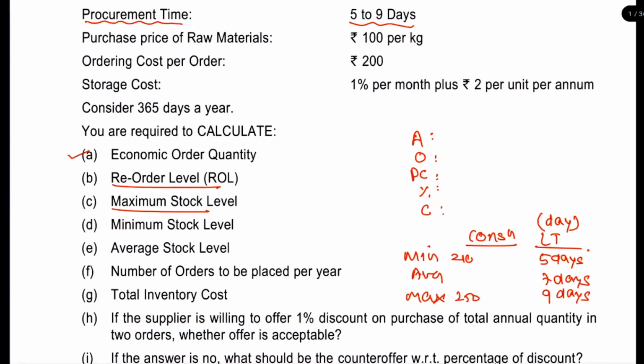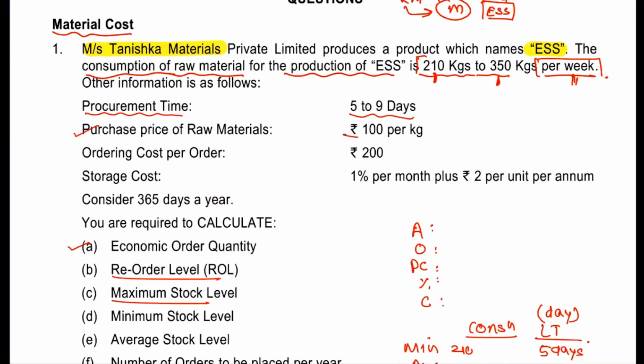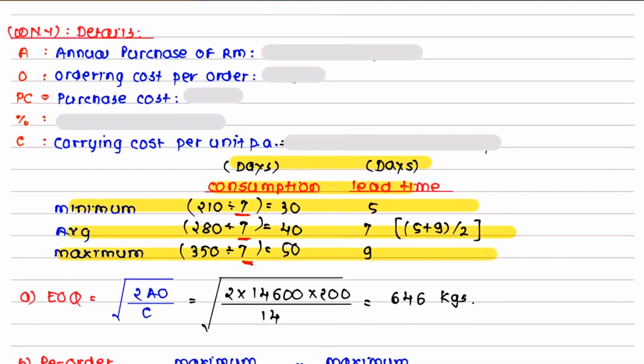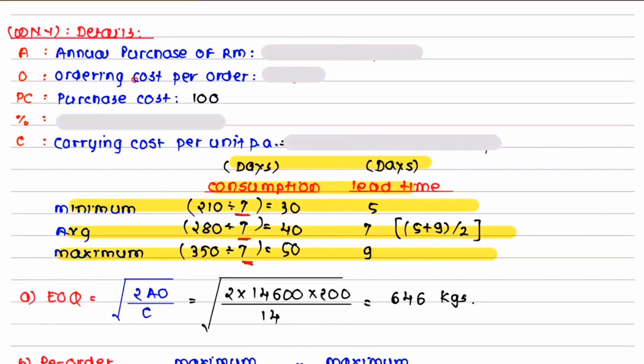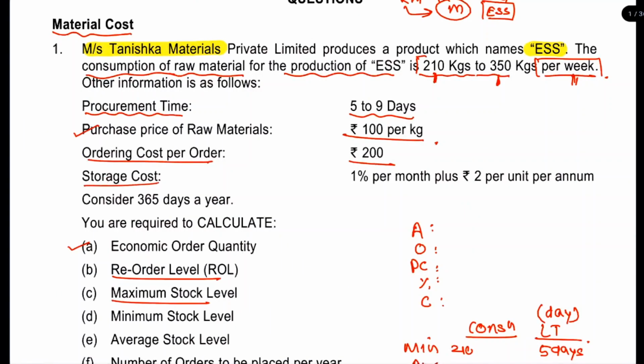Okay. Now, if I read ahead, what is the purchase price? 100 rupees per kg. Where will you write this? In your purchase cost. In your purchase cost, you will write this. Your purchase cost is 100. If I go ahead, the ordering cost is 200. This is your O, meaning ordering cost per order. Before you solve EOQ, you need A, O, PC, percentages, and C. So is it clear till here? 200 and 100. Storage cost is given as 1.